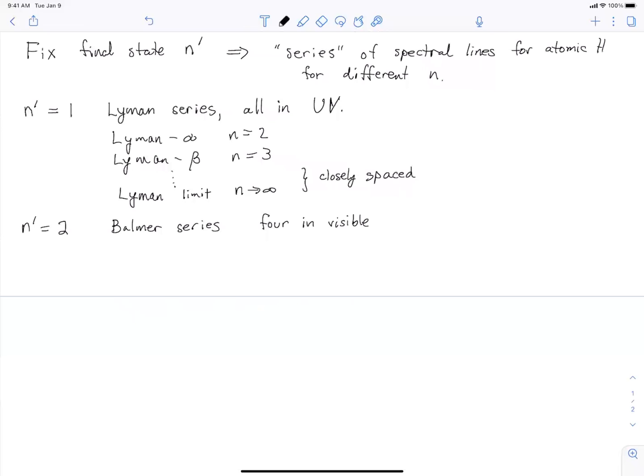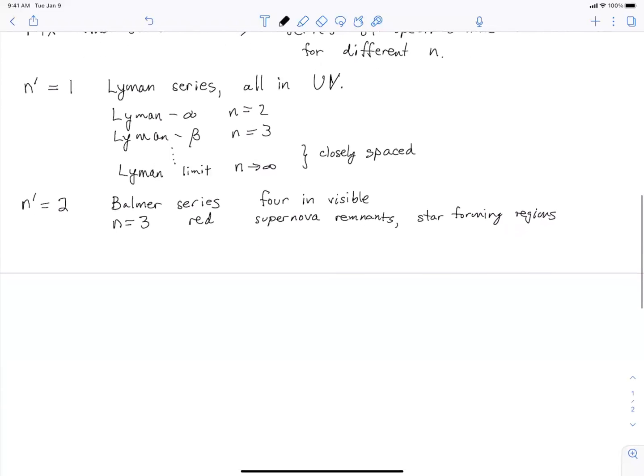And they include n equals 3. Notice n is always larger than n prime. So n equals 3 gives you a red line. And you can see this red line in supernova remnants and in star forming regions that have lots of hydrogen in them. Okay, the other lines are also occurring, but the red one really stands out.